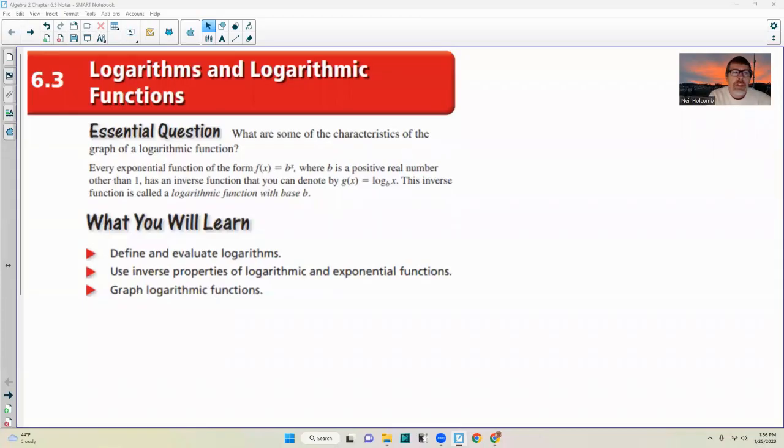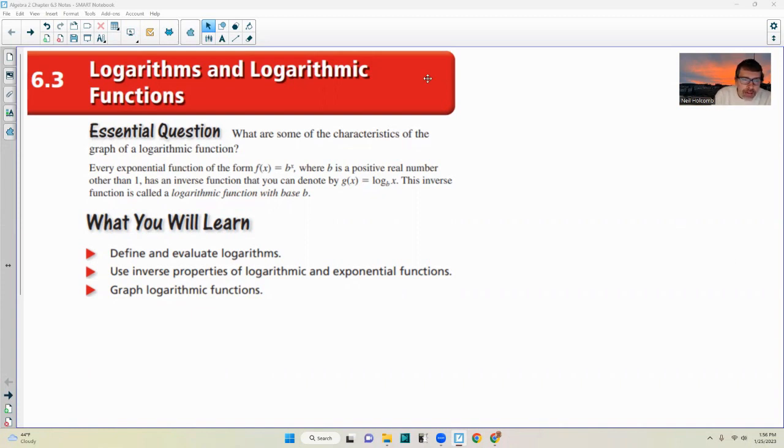Okay, this is chapter 6.3, Logarithms and Logarithmic Functions. The essential question is, what are some of the characteristics of the graph of a logarithmic function? Every exponential function of the form f of x equals b to the power of x, where b is a positive real number other than 1, has an inverse function that you can denote by g of x equals the log base b of x.